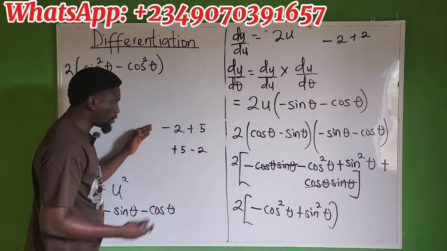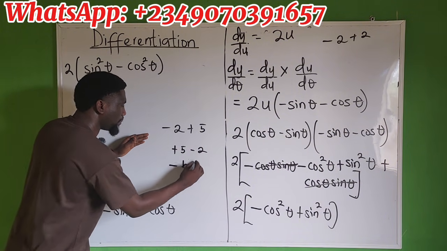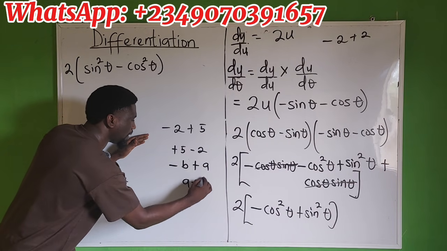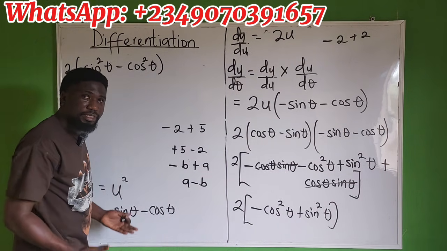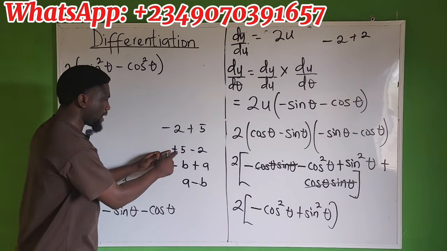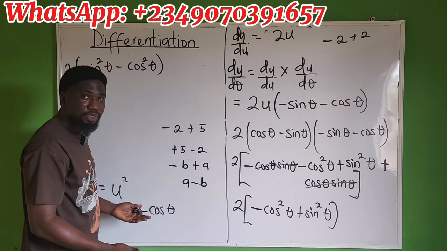Do you get it? So let's say we have minus b plus a. I can decide to make it this way, a minus b. So they mean the same thing. Minus 2 plus 5 is what? That's plus 3. 5 minus 2 is what? That's the plus 3. Do you understand?